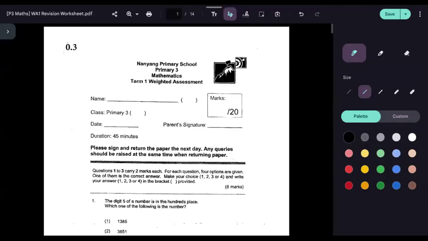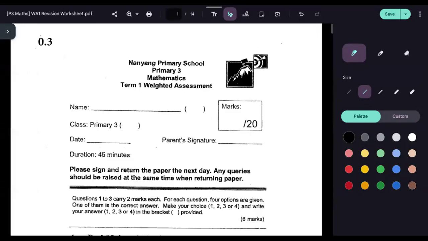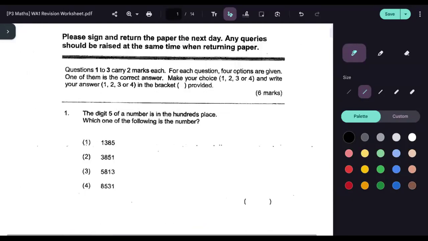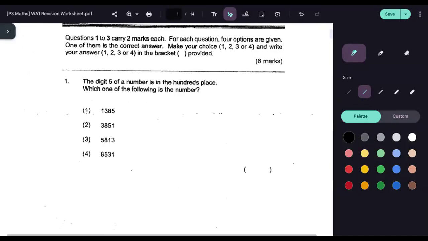Let me share the new one. From now on, you only see this paper. We are going to attempt a Nanyang paper. Without further ado, let's start. Firstly, the digit 5 of a number is in the hundreds place. Which one of the following is the number?